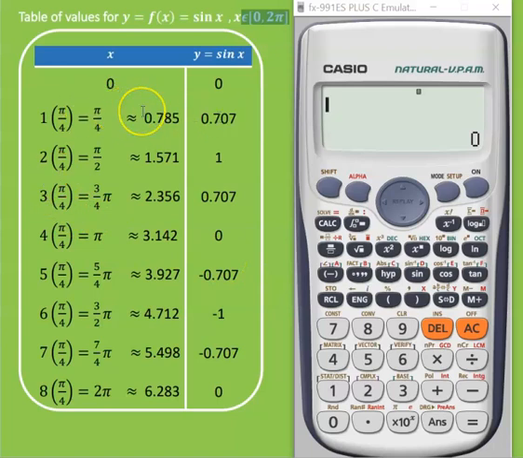Before we go to the table on the calculator, we need to understand some basics. The x value, if you look at the interval, starts with 0 and finishes at 2 pi. In between these two values, we have to take intervals. So I am taking my interval at pi by 2.